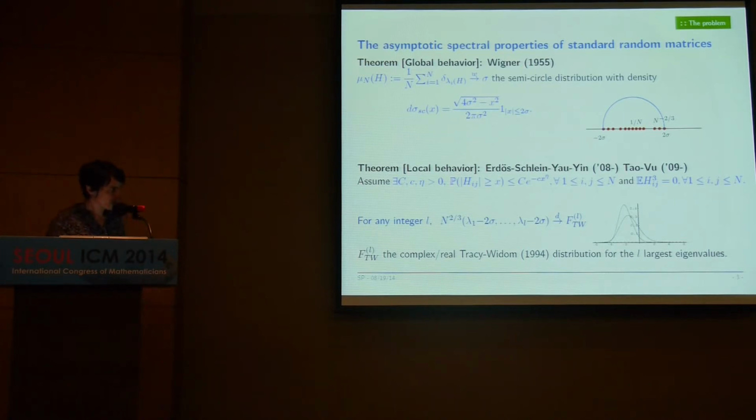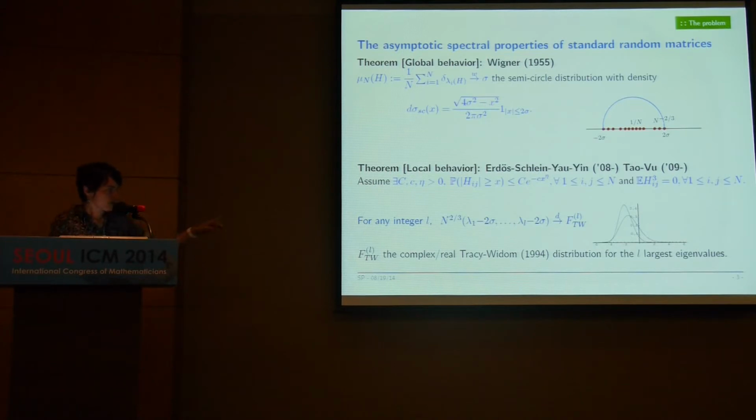a big amount of work established by two teams, on the one side Tao and Vu, and Erdős, Schlein, Yau and others on the other side, to extend the result to a much wider class of random matrix ensembles than the Gaussians. So the result is as follows. For a standard Wigner matrix, the largest eigenvalue converges to 2 sigma, which is the top edge of the support of the semicircle distribution. They fluctuate on the scale n^(-2/3), and the limiting distribution is called the Tracy-Widom distribution.